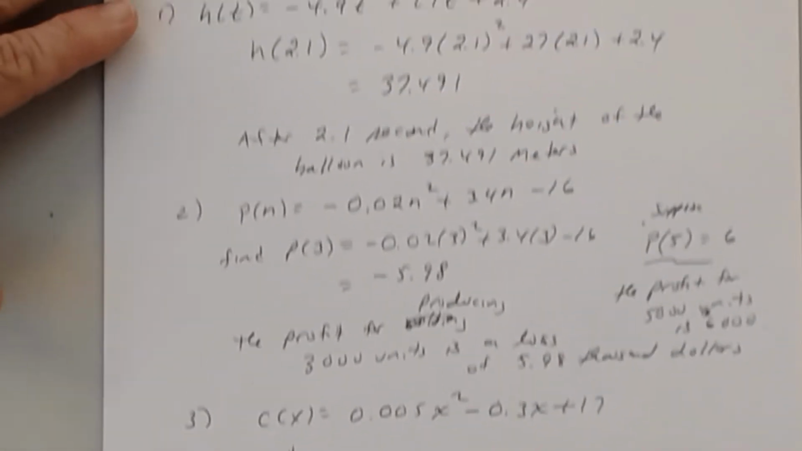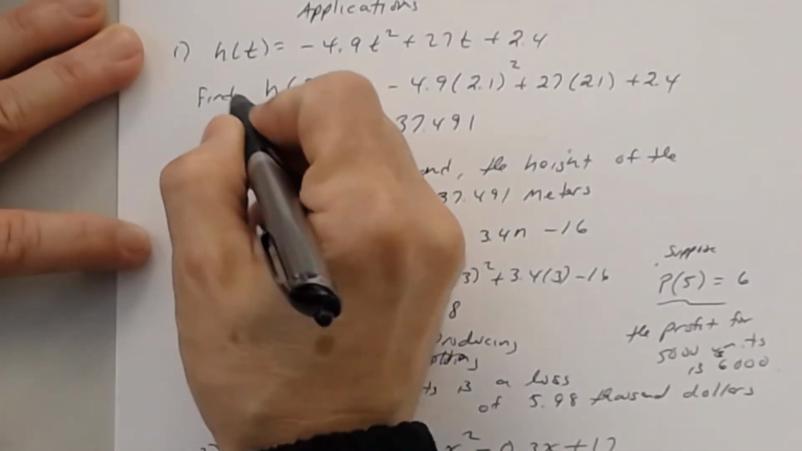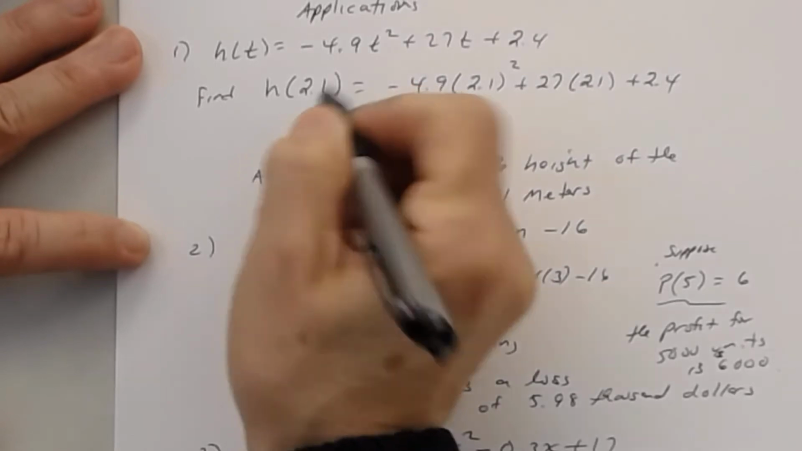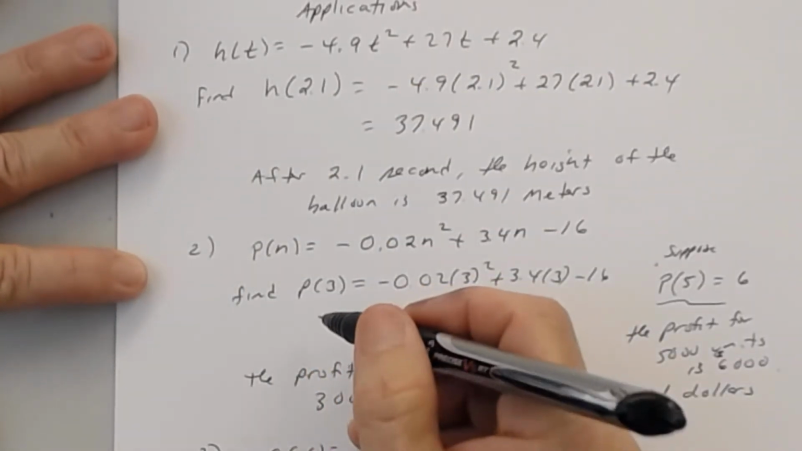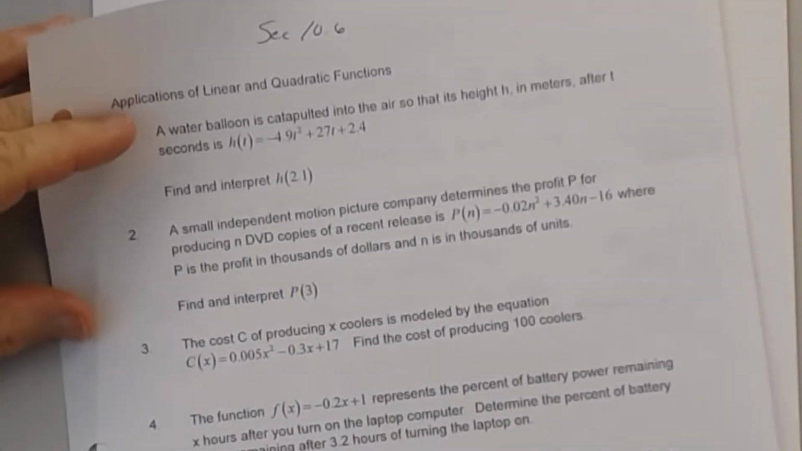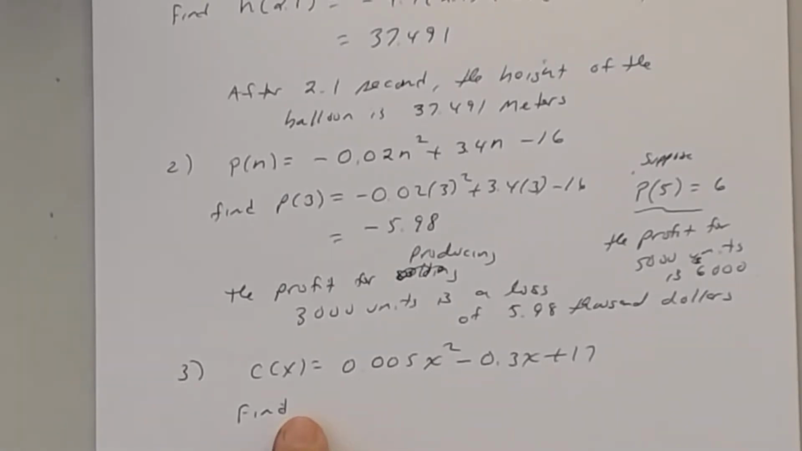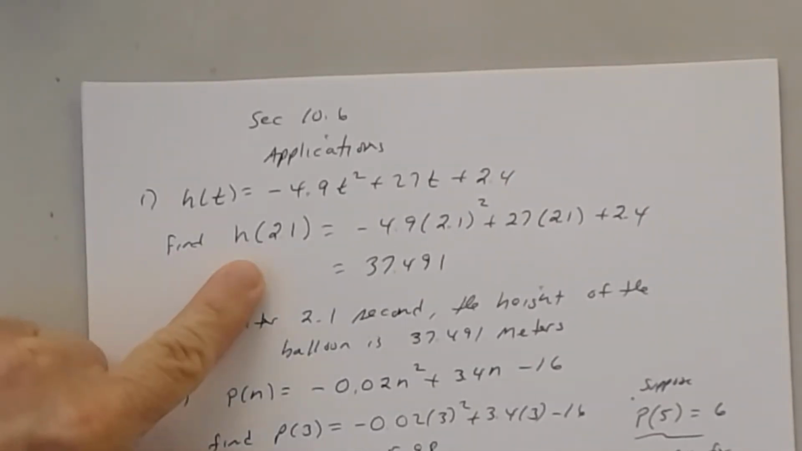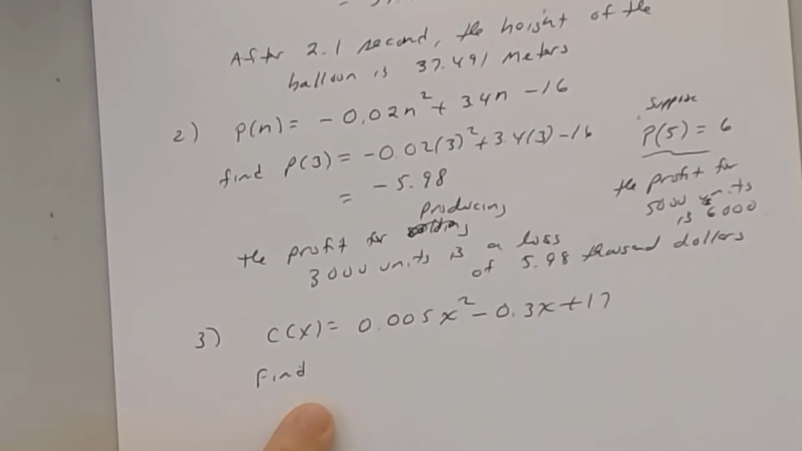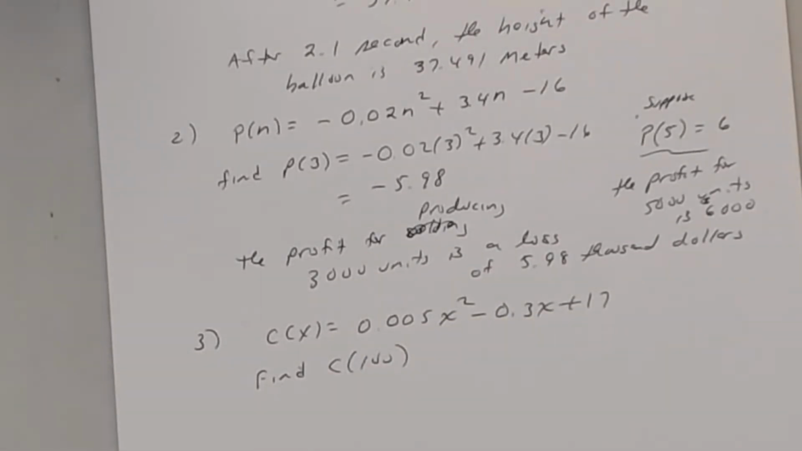Now, let's go back to number 1. So in numbers 1 and 2, we actually said find H of what? 2.1. In number 2, we said find P of what? 3. But in number 3, it doesn't say anything like that. But the sentence, find the cost of producing 100 units, what does that really tell you to do? Find what? I'm wanting you to write it like we did here. H of 2.1, P of 3. Find what? So C of 100. C of 100. Good, thank you. So you're going to find C of 100. That's what you want to find. Okay?